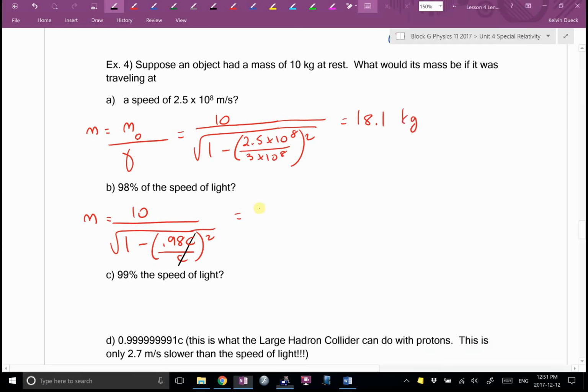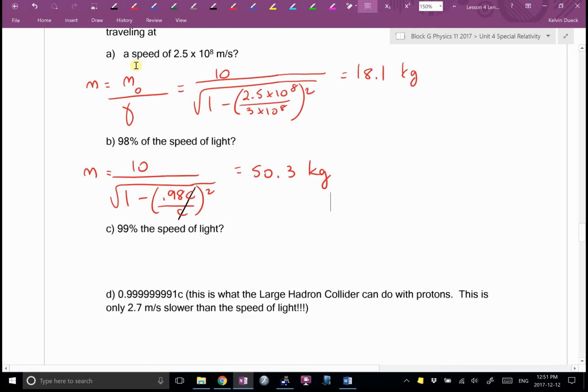And here's the problem. I don't know why I suddenly switched to black. Let's go back to red. The more the mass, the more energy you need to get it to go faster. What if we want it to go 99% of the speed of light? Well, that's going to be m equals 10 all over the square root of 1 minus 0.99 c over c all squared. The c's cancel.